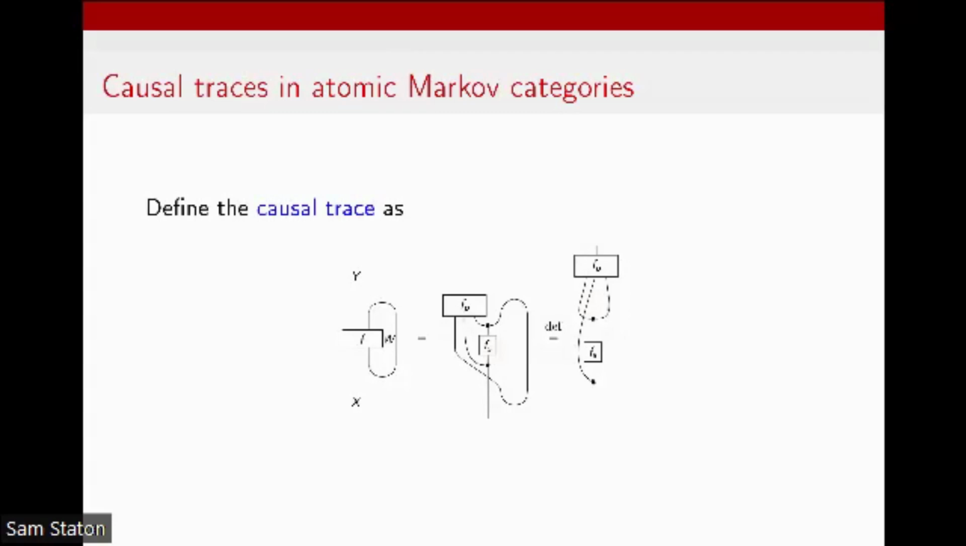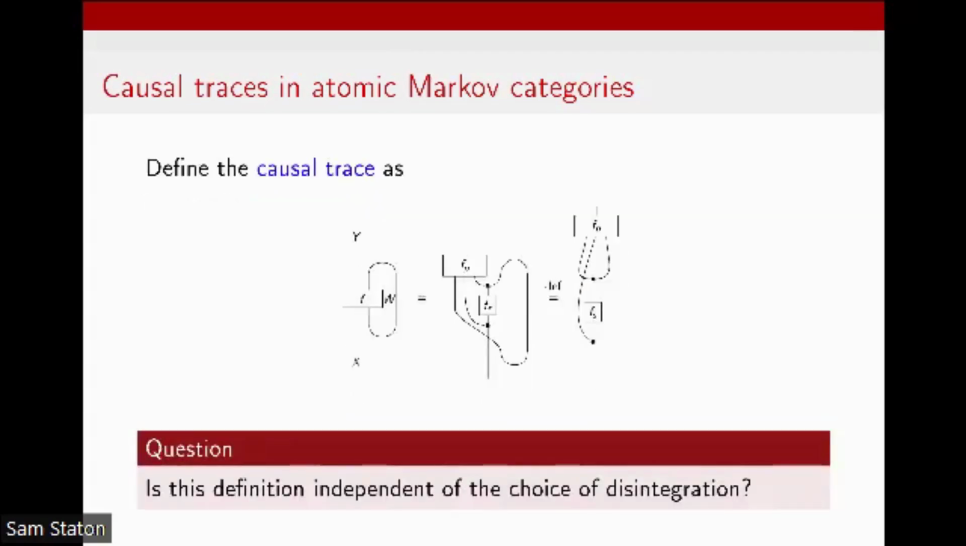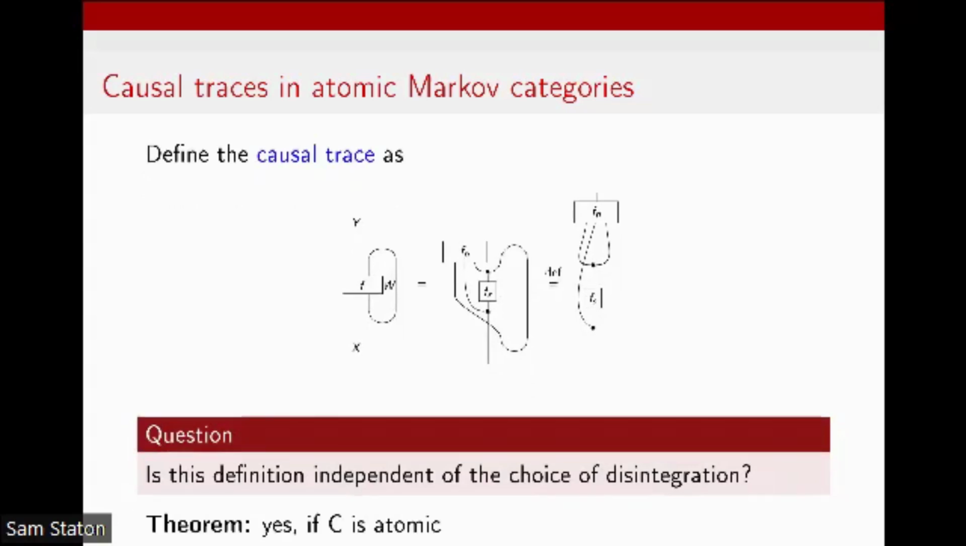Okay, you might say, you can give me a different disintegration, I give you a different causal trace, and we don't get anywhere. And normally this would be true, but if our Markov category is atomic, this is independent of the choice of disintegration. And I would say this is the most technical result in the paper. So this is what everything follows from. And the assumption of atomicity is very important when we try to prove this kind of theorem. So this is not the case in any Markov category with conditionals.